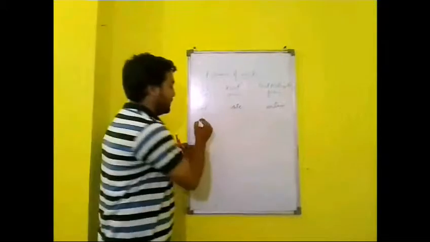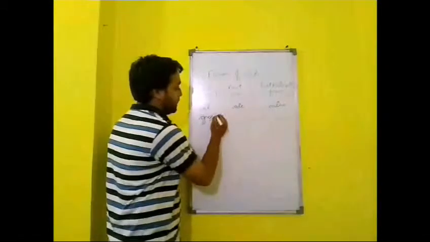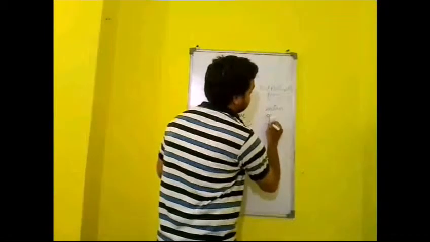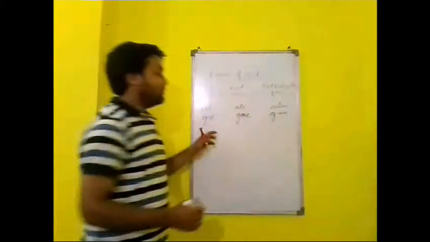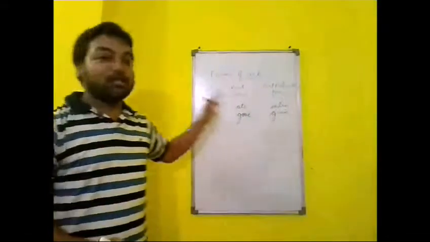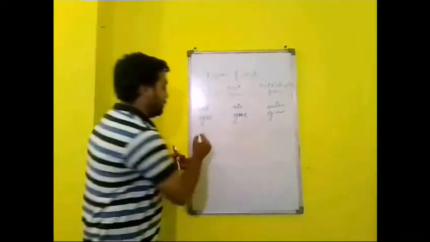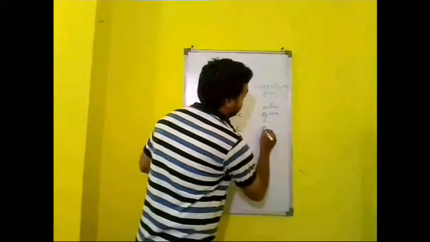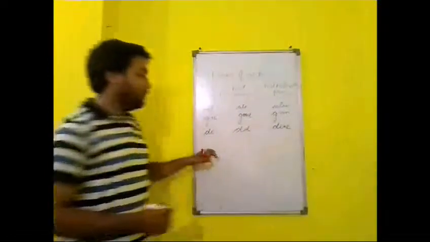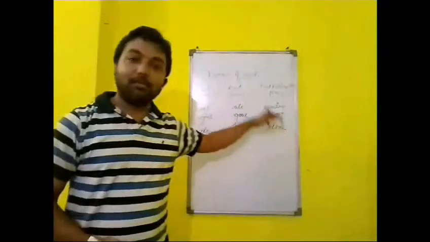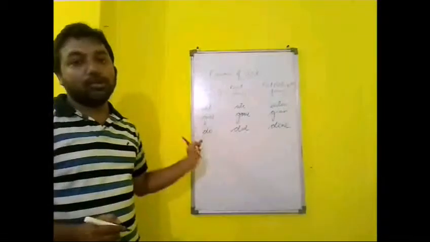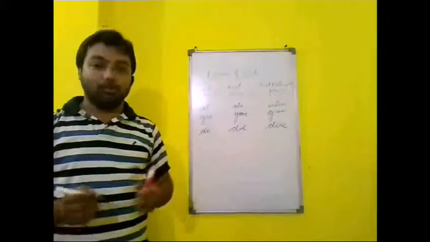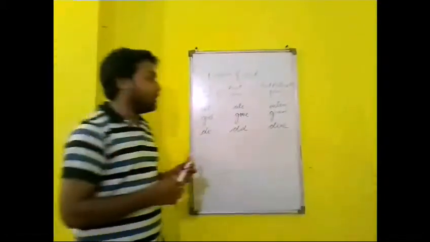Similarly, see give, gave and given. Give, gave, given. Similarly, more examples you can take like do, did, done. So do, did, done. Similarly, there is a list of verbs in all three forms. Those three forms you should see from the book. Okay, I have given just the introduction of that.